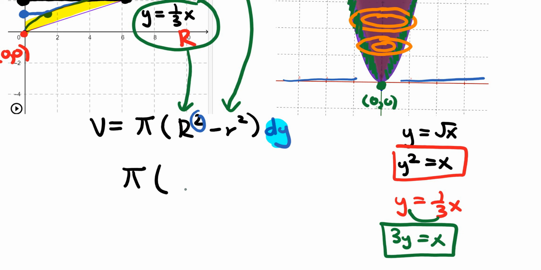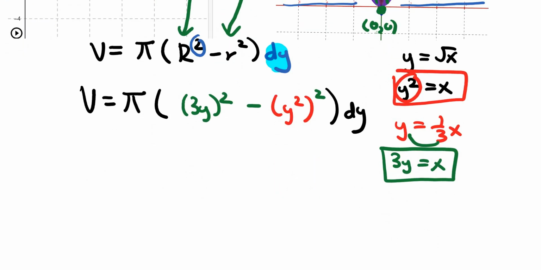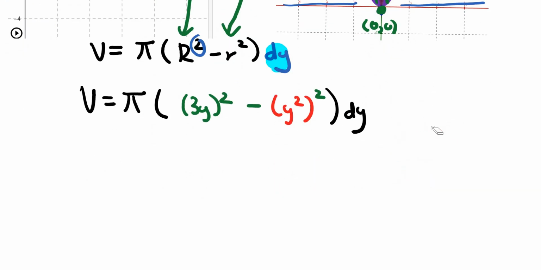Okay, so here we go. This is going to be (3y) squared minus y squared, and that's going to be raised to the power 2, times dy, and volume equals that. Okay, there you go. Let me erase all this now, and let's get into the actual math. So this will be 9y squared, simplifying that, minus 2 times 2 is 4, so y to the power of 4.